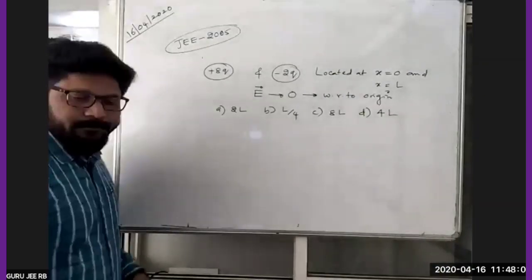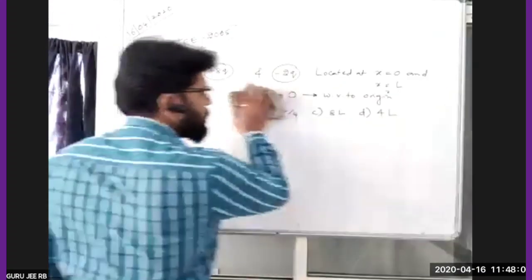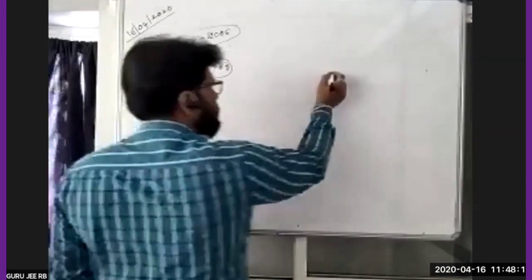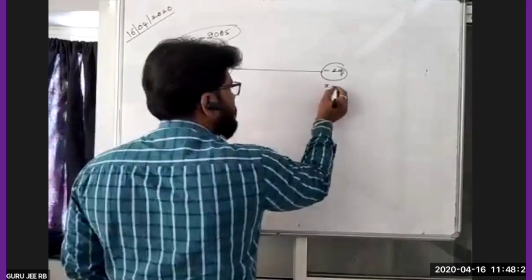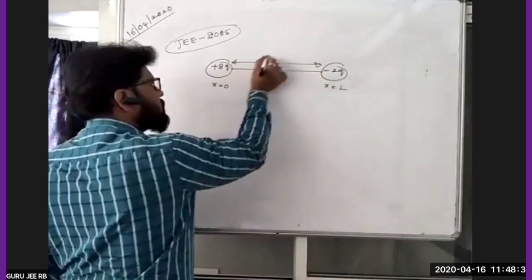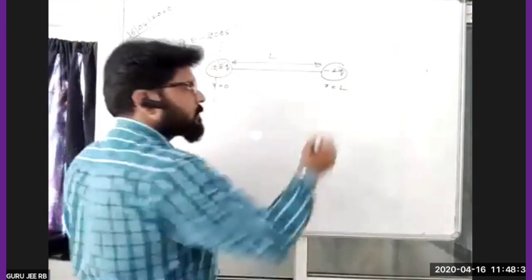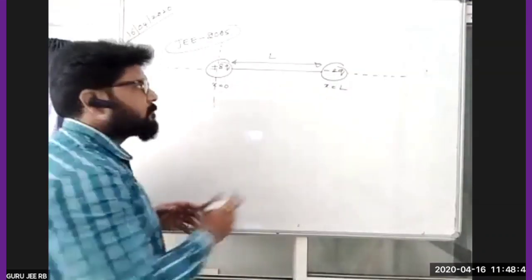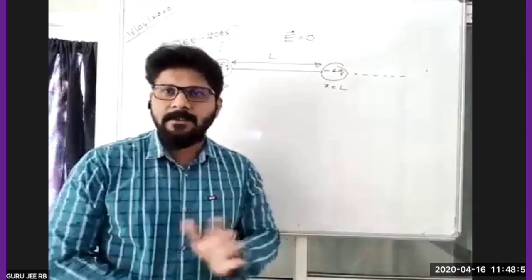Okay, let me start. Here two charges are located at x equal to 0 and x equal to L. I'm taking plus 8q and minus 2q, situated at x equal to 0 and x equal to L. That means this distance is L, the separation between them. Let us make this the origin and extend this line. The first question is: at which point will the electric field intensity become 0?